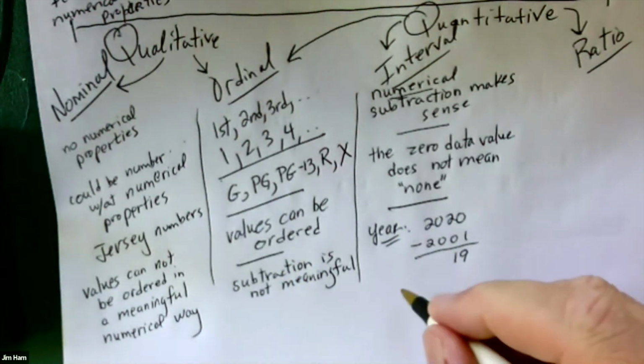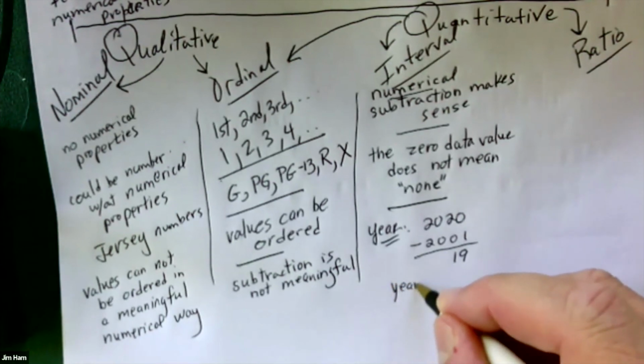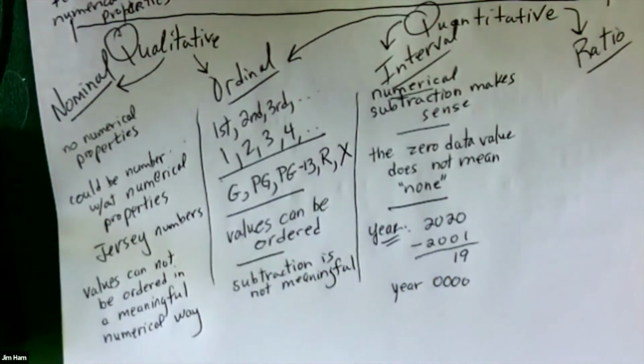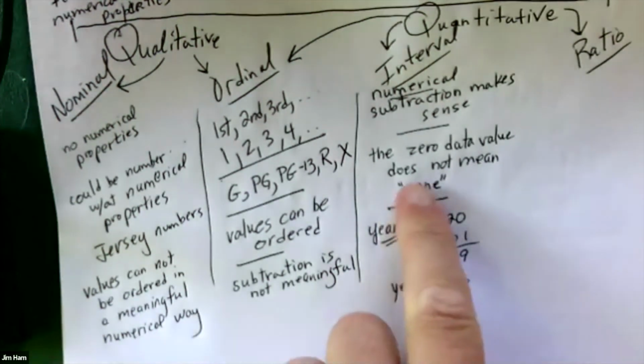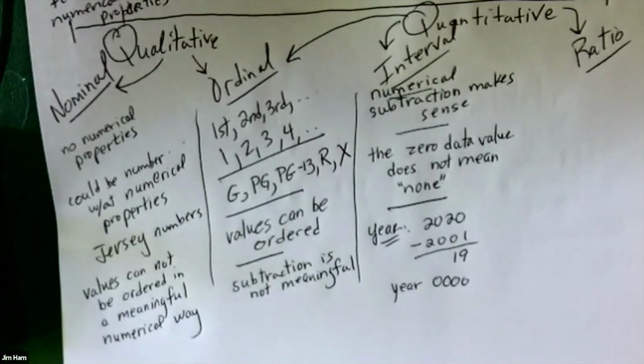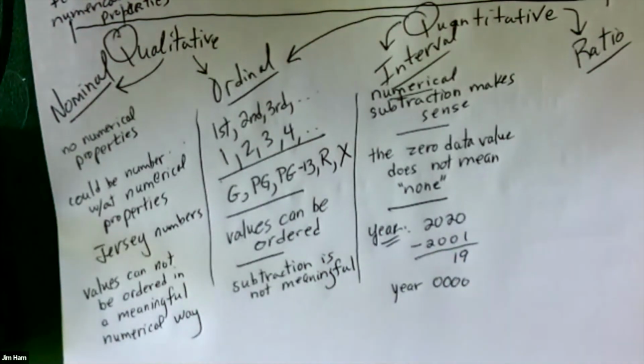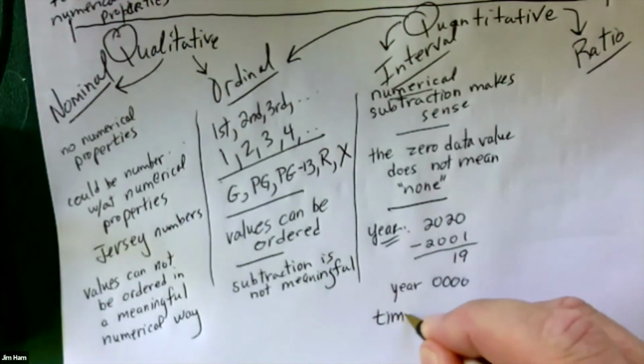But let's talk about the year 0. I guess that's how we would represent the year 0. Some think it has religious significance. This doesn't mean that there wasn't a year. There was a year. It was just the year 000. So that's what we mean when we say the zero data value does not mean none. There was a year. It's just how we label it, classify it. Subtraction makes sense.